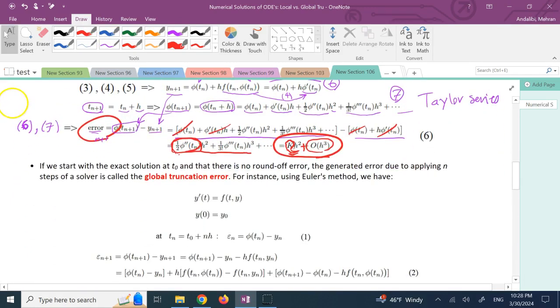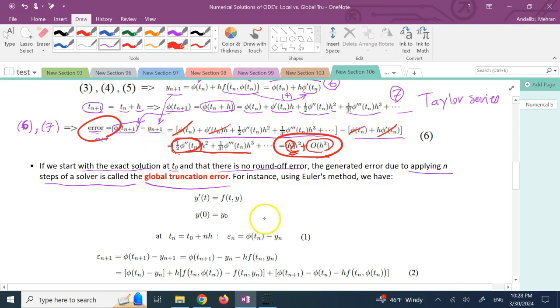On the other hand, if we start at time t0 and assume that we know the exact solution only at time t0 and with no round-off error, we want to apply n steps now and then find the error due to n steps of using the solver. That error is called global truncation error. Okay, so here the error was the difference between phi at tn plus 1 and y at n plus 1.